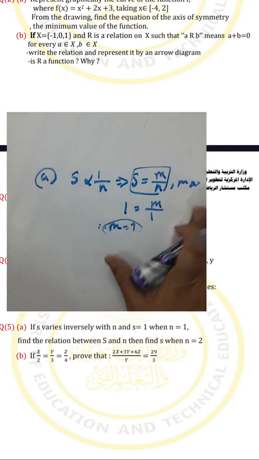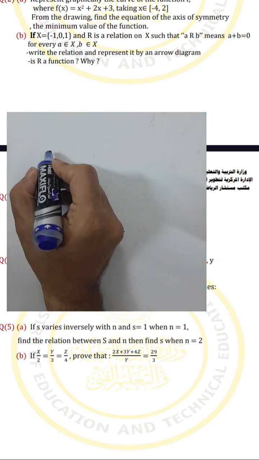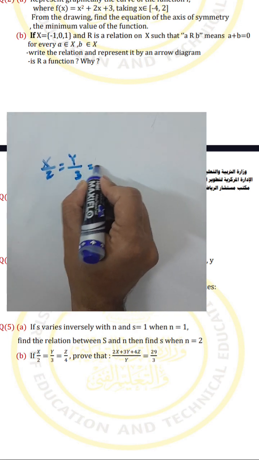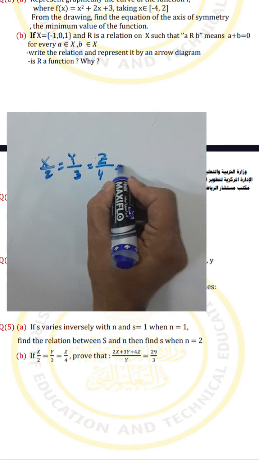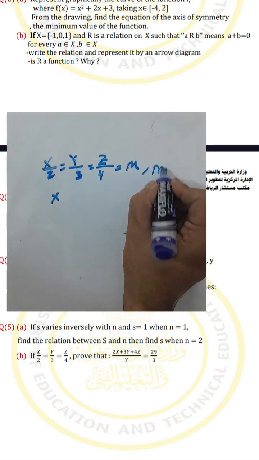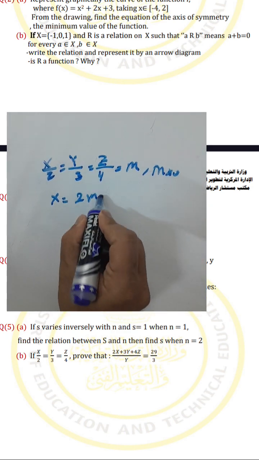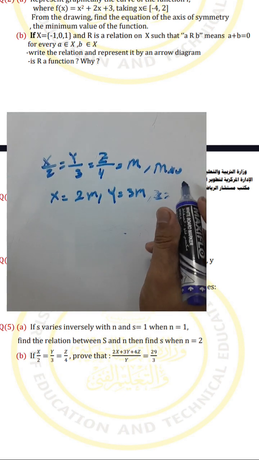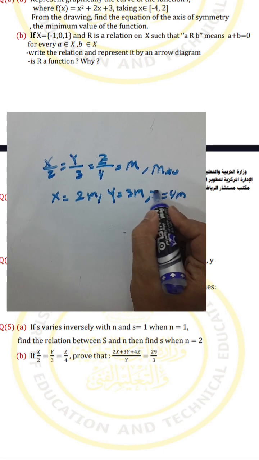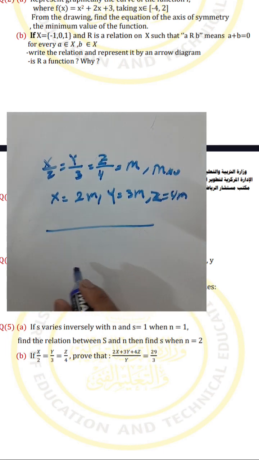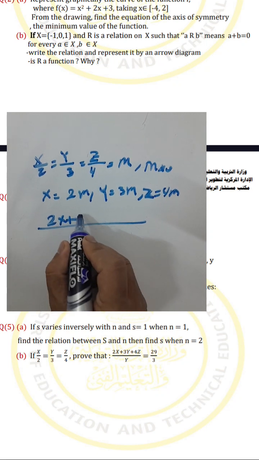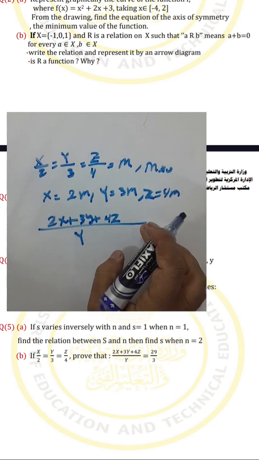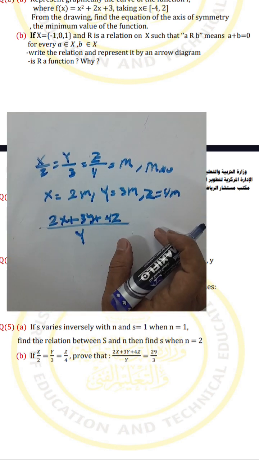Last question, letter B. If x over 2 equals y over 3 equals z over 4, we can write here a constant m not equal 0, then x equals 2m, and y equals 3m, and z will be equal to 4m. Then we want to find the value of this expression, 2x plus 3y plus 4z over y. Prove that this ratio equals 29 over 3.